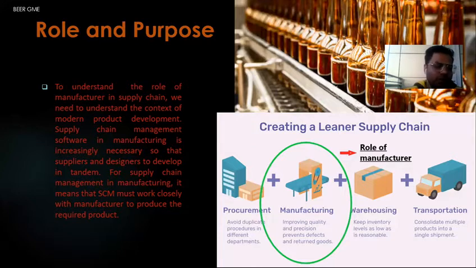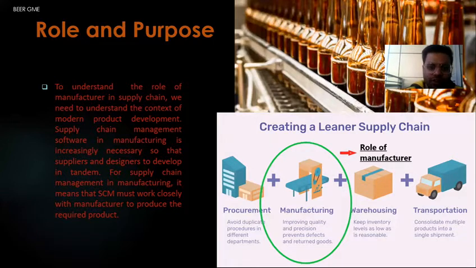The manufacturing function is primarily responsible for implementing and operating the production system. Manufacturing may also include purchase, distribution, and installation as well as the physical manufacturing of the component. As you can see in the figure, manufacturing comes in a very important area, which leads to improving the quality and preventing defects and returned goods.